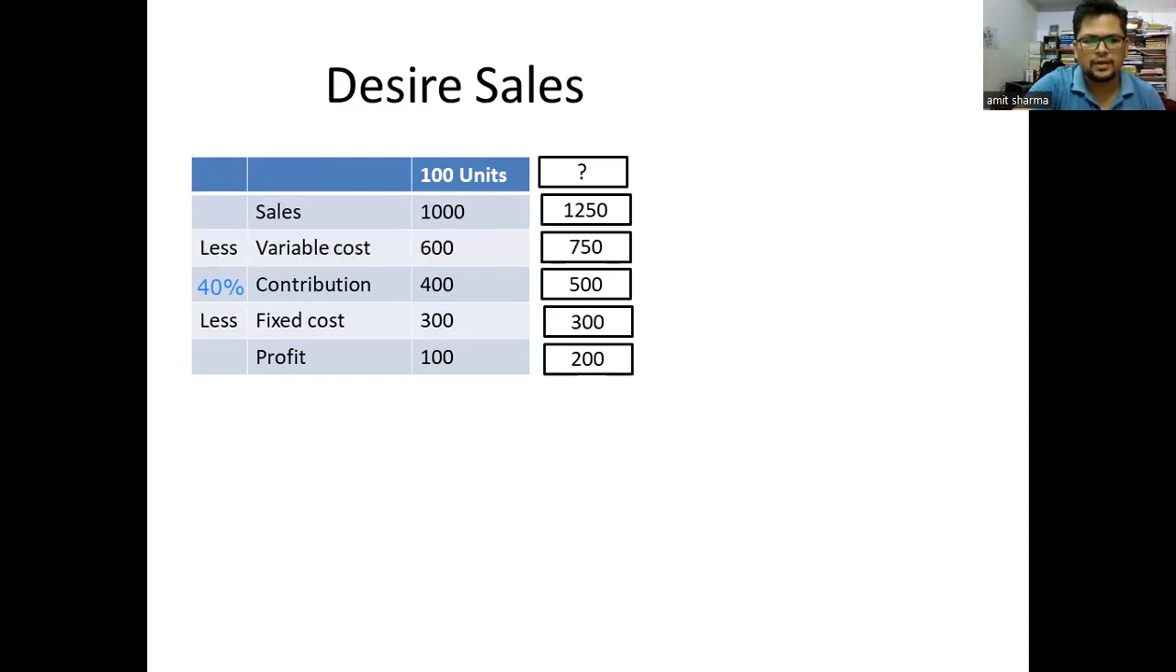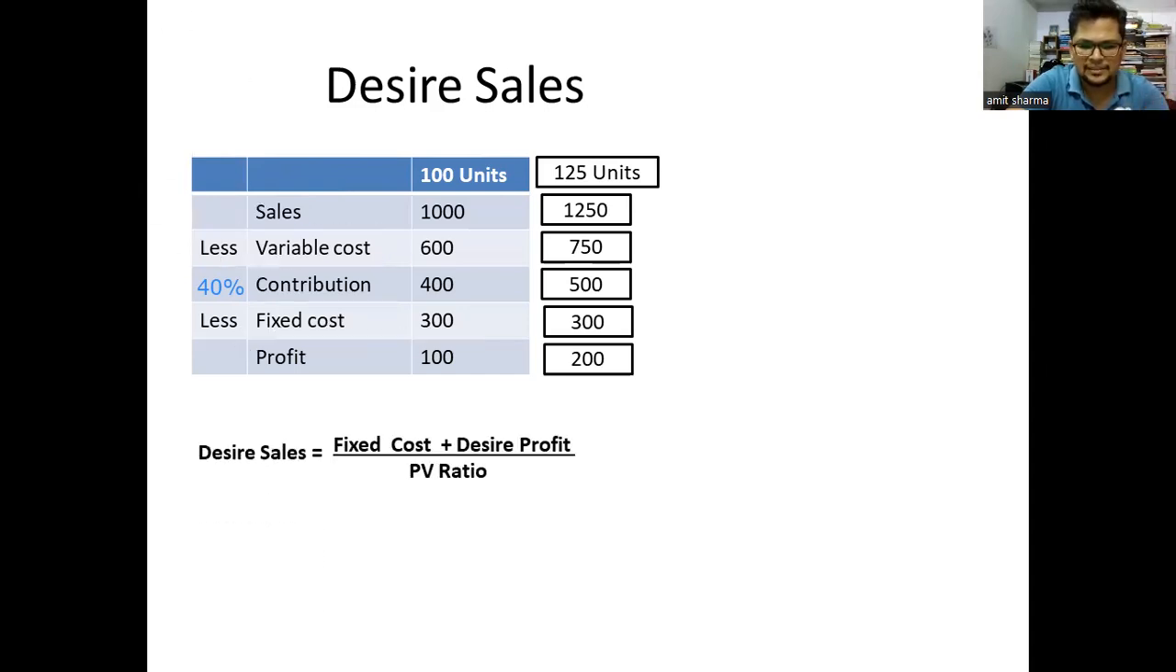So we can easily calculate variable cost. It is a reverse kind of calculation. If the selling price is rupees 10 per unit, then we need to sell 125 units to get 1250 as the sale amount.